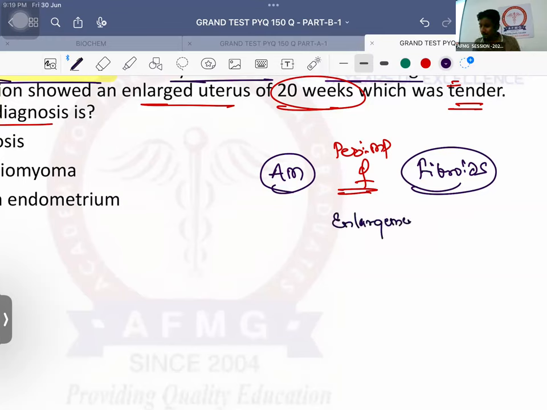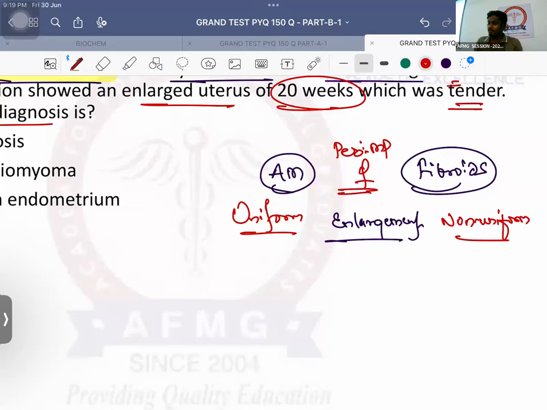So that is important. In adenomyosis, there is a uniform enlargement of the uterus. Fibroid is a tumor. It will only occur in some part of the uterus. Agar ye difference nahi diya.